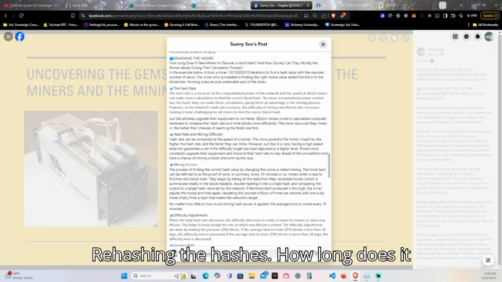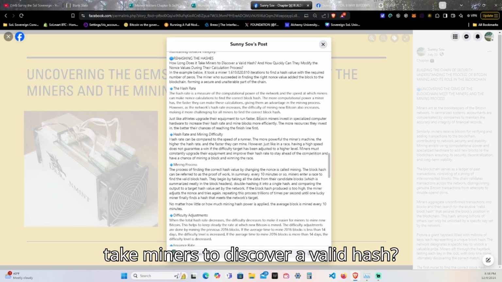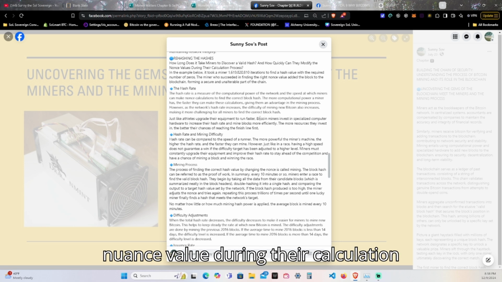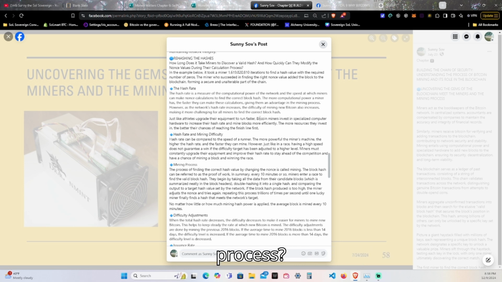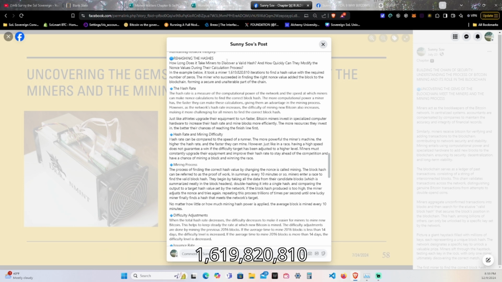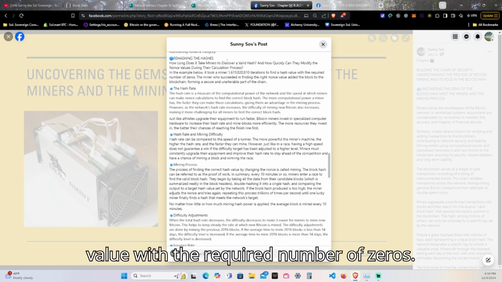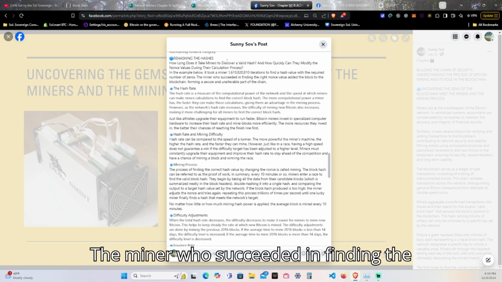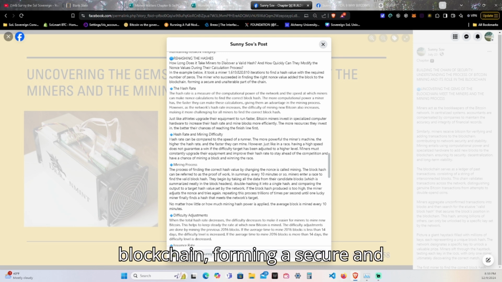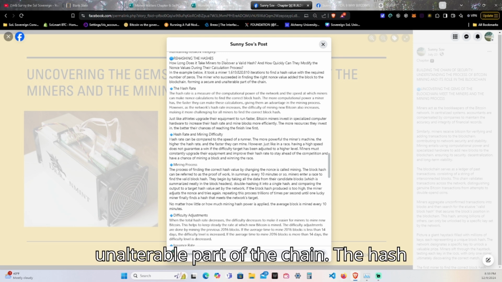Rehashing the hashes. How long does it take miners to discover a valid hash, and how quickly can they modify the nonce value during their calculation process? In the example below, it took a miner 1,619,820,810 iterations to find a hash value with the required number of zeros. The miner who succeeded in finding the right nonce value added the block to the blockchain, forming a secure and unalterable part of the chain.